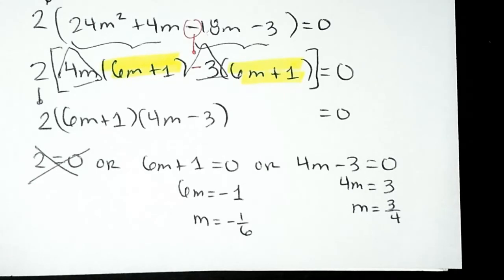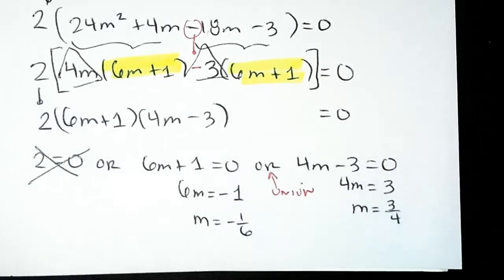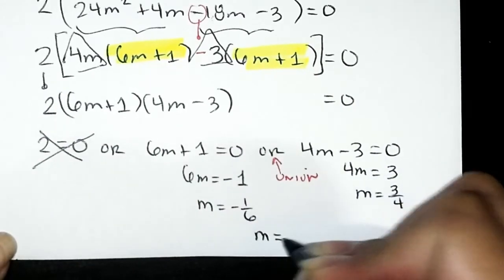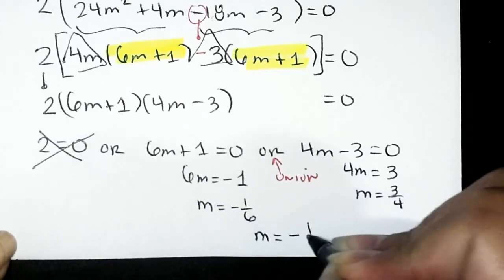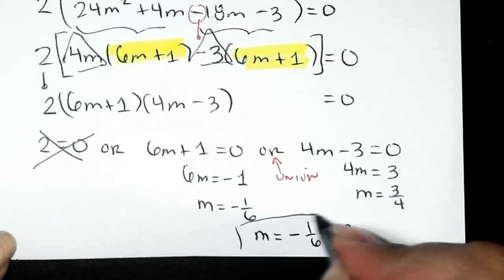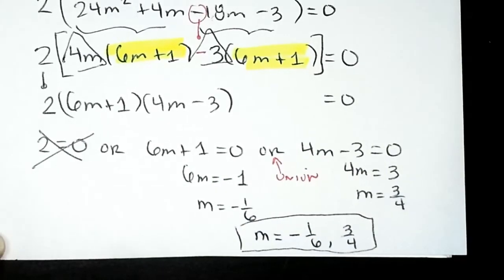Bear in mind that "or" means union, so I need you to give me a combined statement. If not, then we don't have our answer using the correct notation. We are solving for m, so m equals, one solution is negative 1/6, another solution is 3/4. You can also write your answers in decimal form, but make sure that you never round.